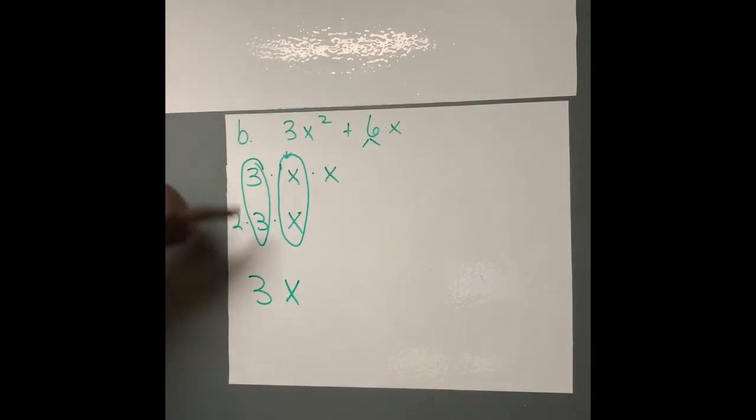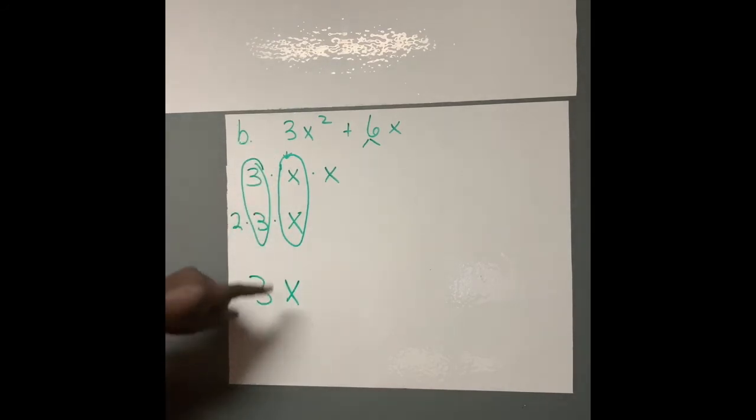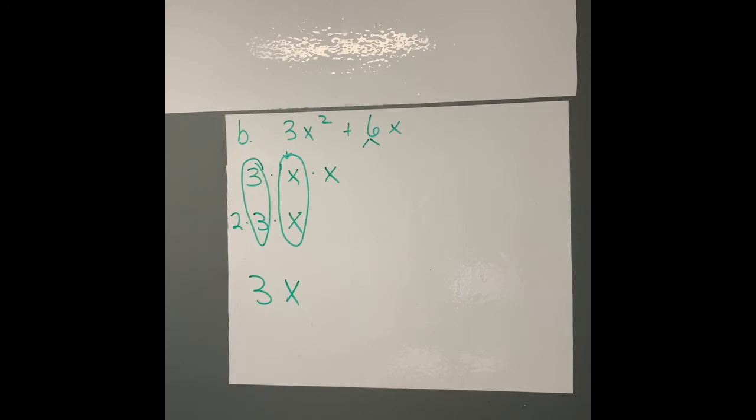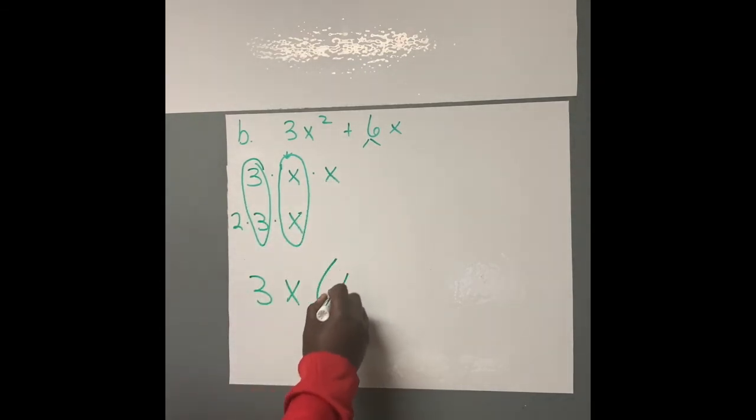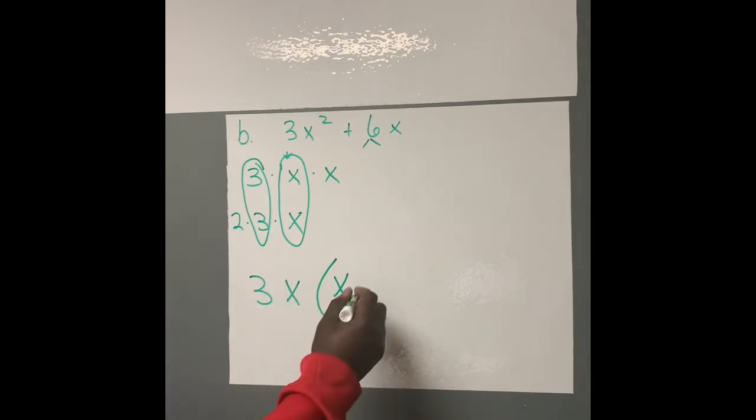So now our 3's are paired, our x's are paired. So this 3x is actually our greatest common factor. All right. So now we essentially want to go back and look at what we have left over. Now that I have pulled my GCF out, I see I have an x. So my x is going to go first, and then I have a positive 2.